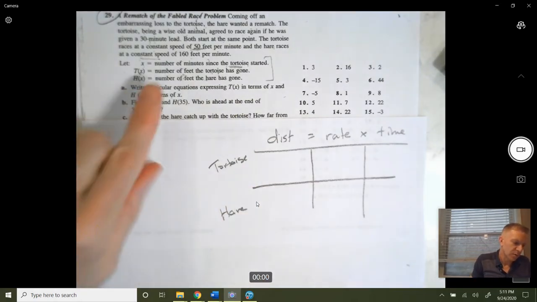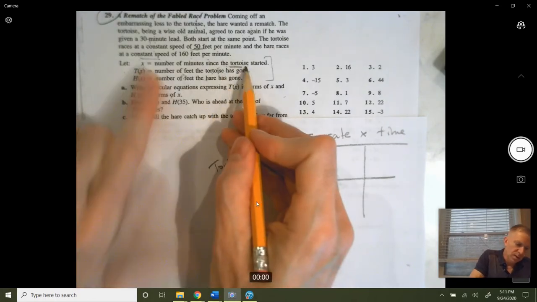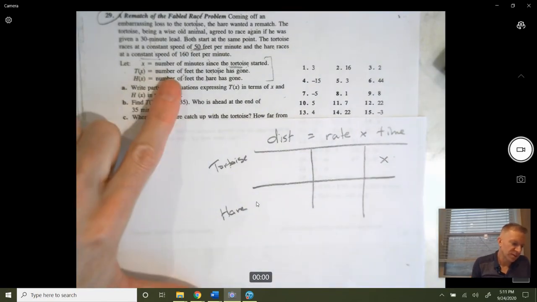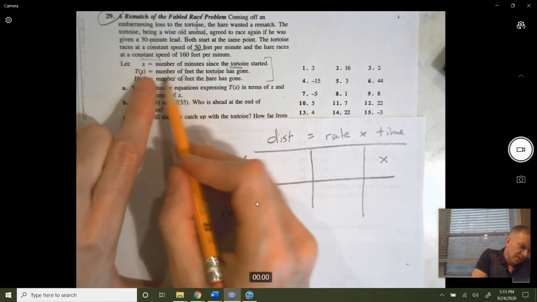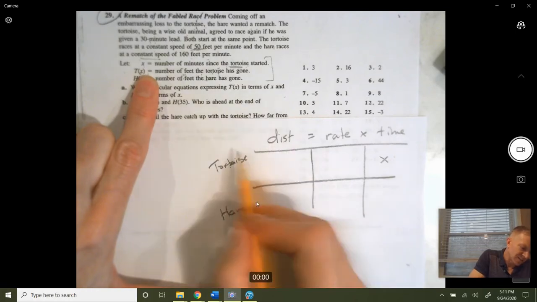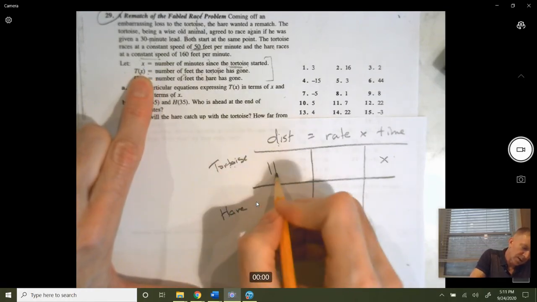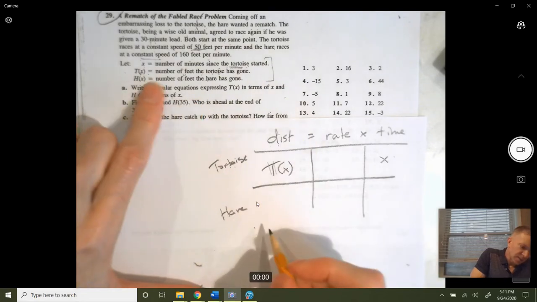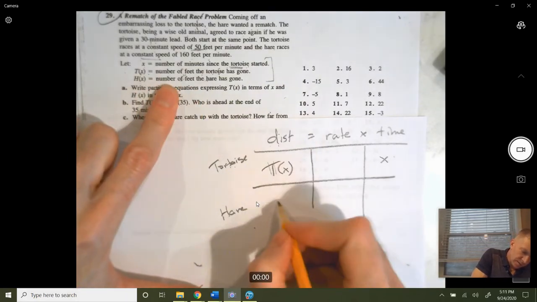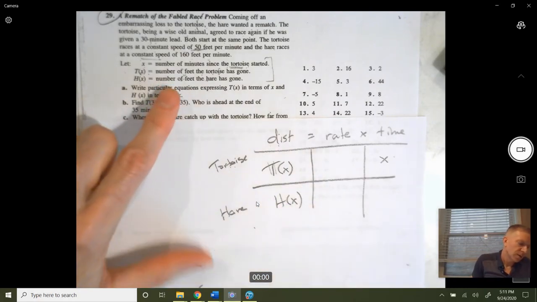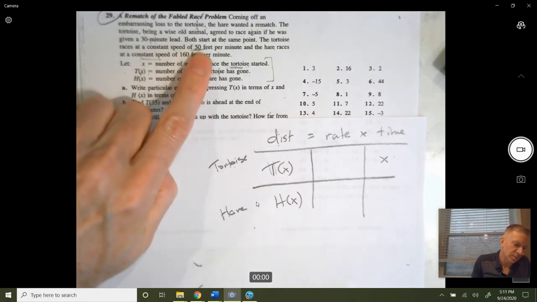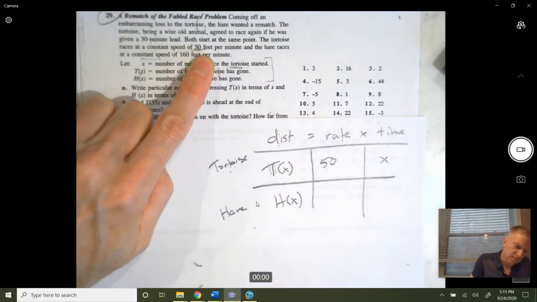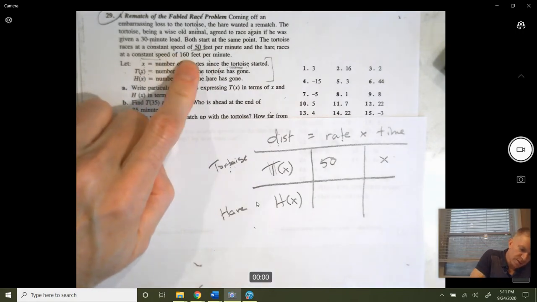Okay, they've defined some things for me. X is the number of minutes since the tortoise started. So X is the time for the tortoise. T of X is the number of feet the tortoise has gone. So that's the distance for the tortoise. So this right here is T of X. H of X is the number of feet the hare has gone. So it's the distance for the hare. Okay. The tortoise raced at a constant speed of 50 feet per minute. So the tortoise's rate is constant at 50 feet per minute. Okay. The hare races at a constant speed of 160 feet per minute.